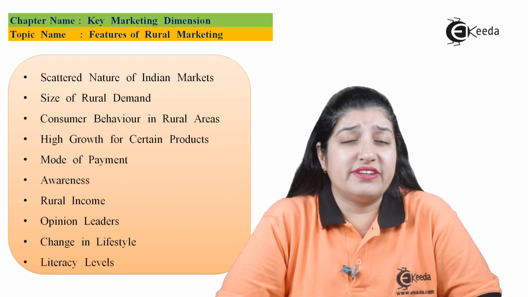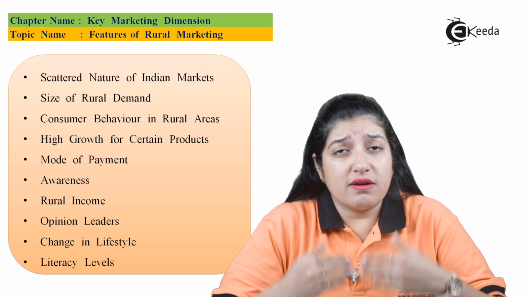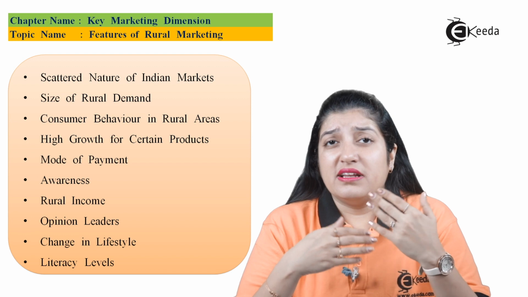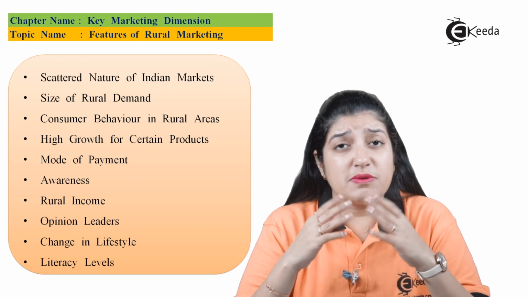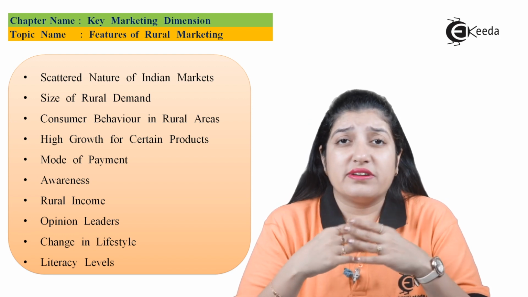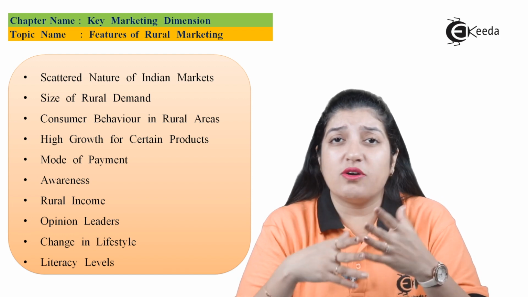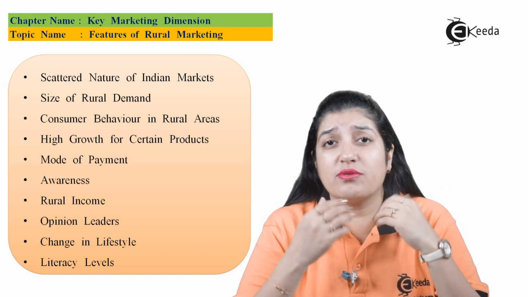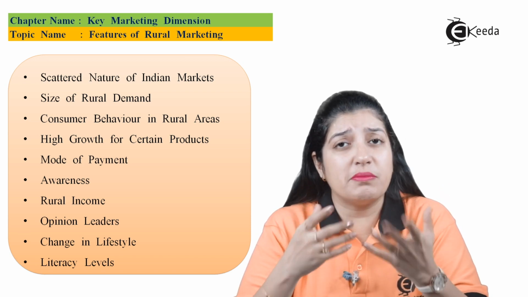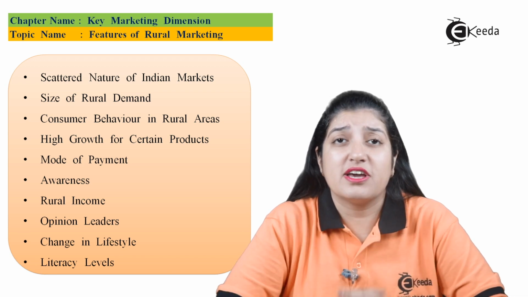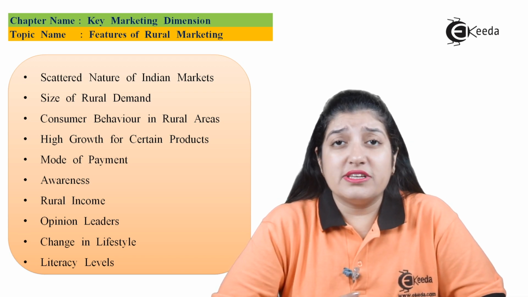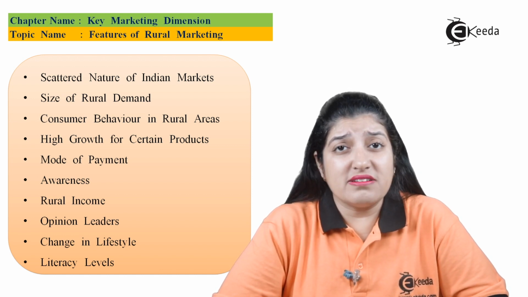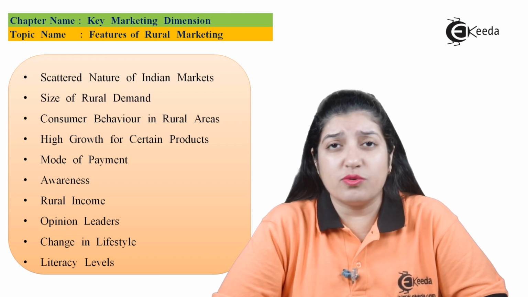Last point is literacy level. As I told you, with many government programs and with the efforts of the government, many schools have been started in rural areas. People are now getting educated. There is a famous slogan, 'Beti bachao, beti padhao, India badhao,' which is very popular in rural areas. So now even girls and women are getting educated in the rural areas. So decision making power is also increasing with the increase in literacy level. Therefore, marketers have a wide and huge scope in the rural markets.